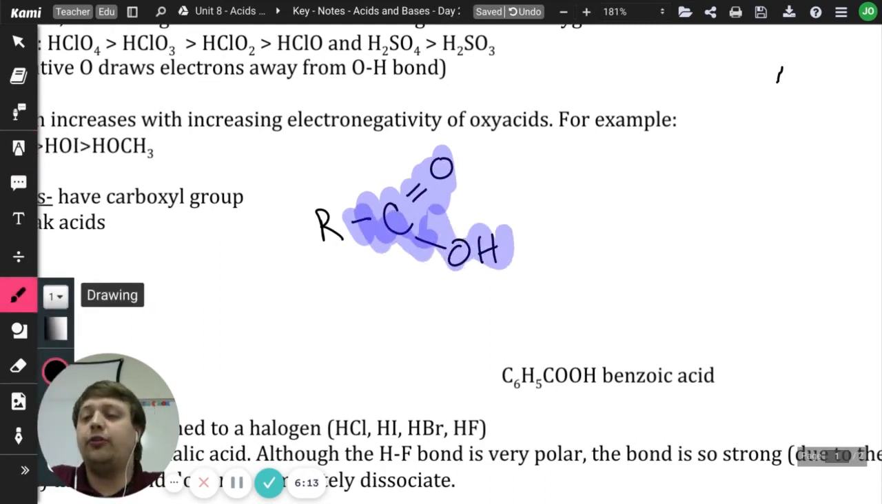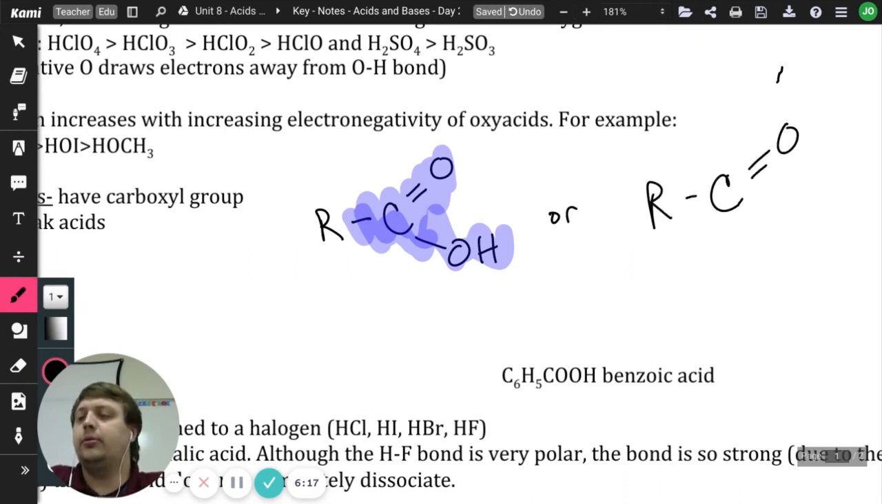Now, this could also be written as that. Okay, again, they look very similar. They're basically the same thing, right? We're just now showing that bond between that oxygen and that hydrogen.